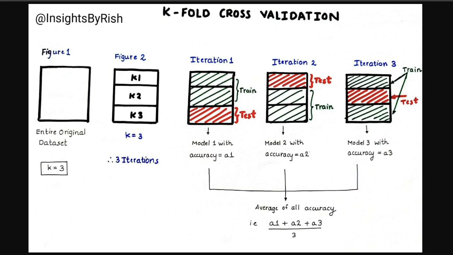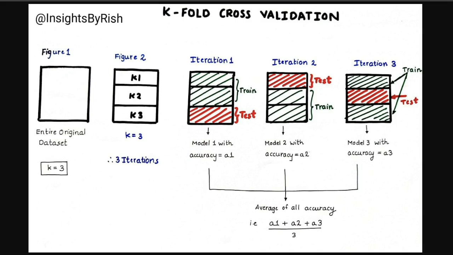So as you can see in figure 2, it has divided your data set into 3 parts, K1, K2 and K3, and it will also perform 3 iterations. In iteration 1, it will consider the first 2 folds, that is the K1 fold and K2 fold, as the training set, and the last K3 fold as the testing set.